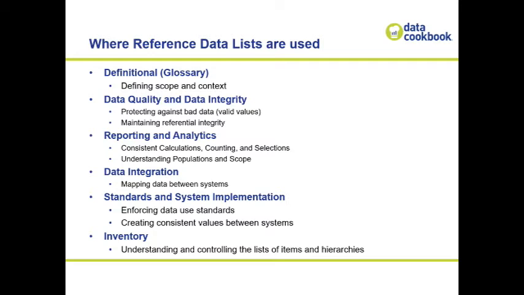Oftentimes they're parameters. You set up a report, and you might have report by employee class, and the employee class is your reference data list. It's full-time, part-time, adjunct, whatever, and people are selecting from that list. Or understanding generally the populations and scopes: I want everyone who is in this cohort or whatever. Data integration is really important: understanding the list of statuses and how they map between systems.